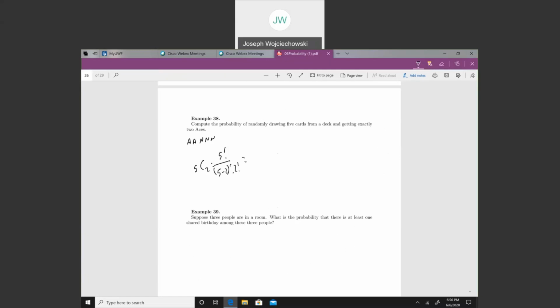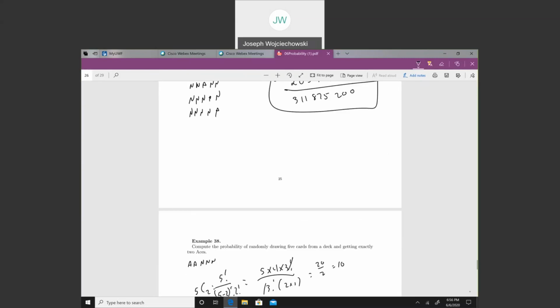So we have 5 times 4 times 3 factorial over 3 factorial and 2 times 1. That cancels out. We get 20 over 2, which is 10. So there's 10 possible ways we can get exactly 2 aces. Now, what's the probability of getting 2 aces?